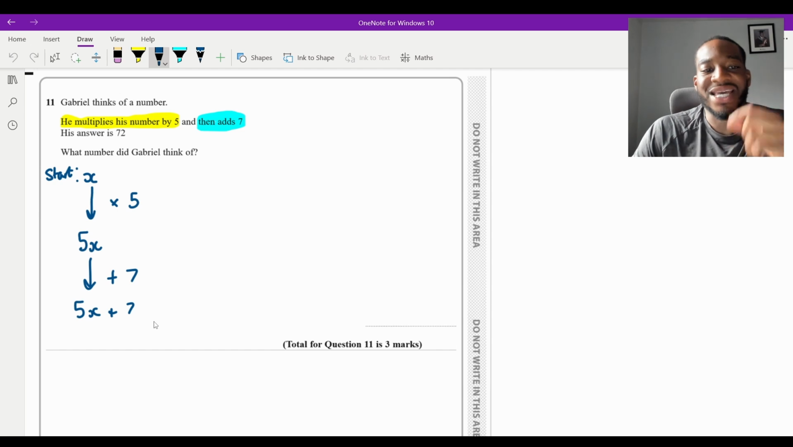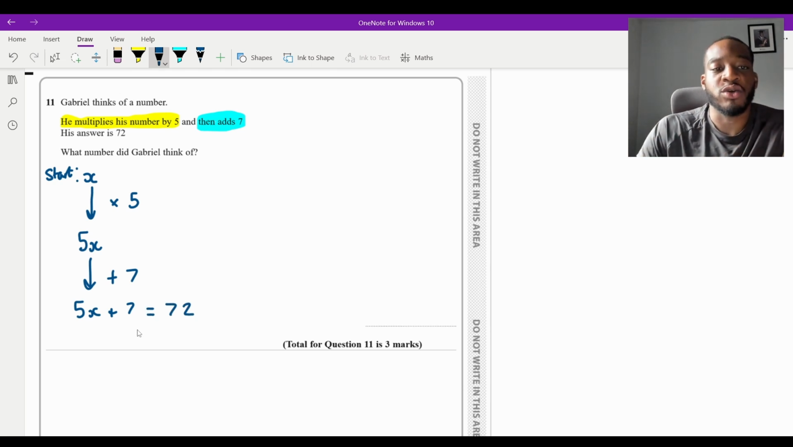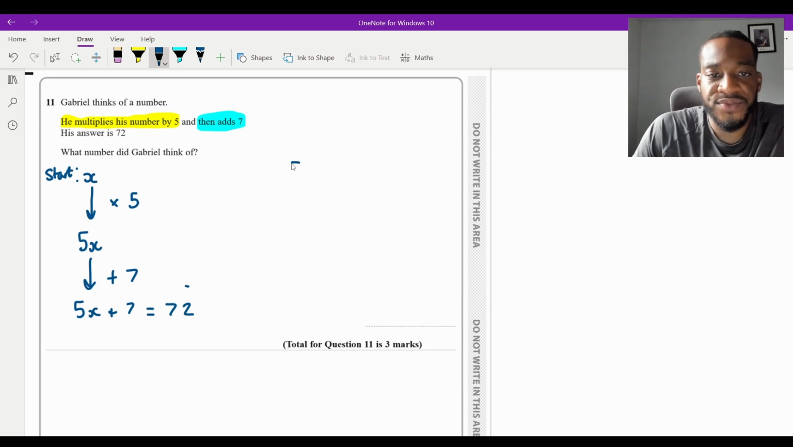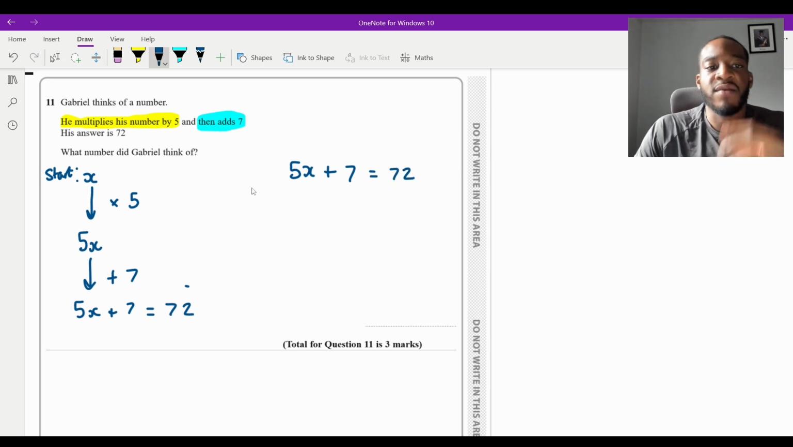Now, it says that his end result is 72. Well, this is our end result. We are finished. So what this means is that this must equal 72. And now you've formed an equation that you can solve. So I'm going to write up here again. So we've got 5x plus 7 is equal to 72. And we need to figure out what number Gabriel thought of. Now, the number that Gabriel thought of in our case is x. So we need to find out what x is.